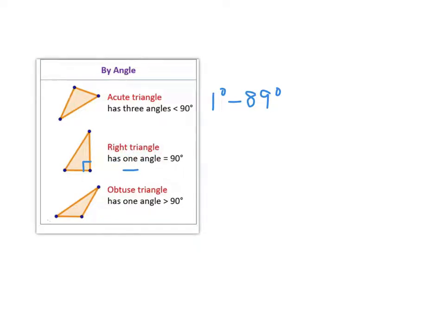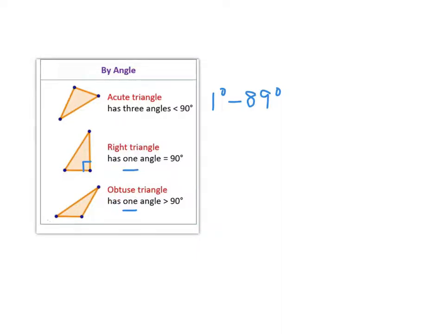If one angle is bigger than 90 degrees, like this one is right here, it's called an obtuse triangle. Even though this is an acute angle and this is an acute angle, it just needs one big angle to change its name to obtuse triangle.